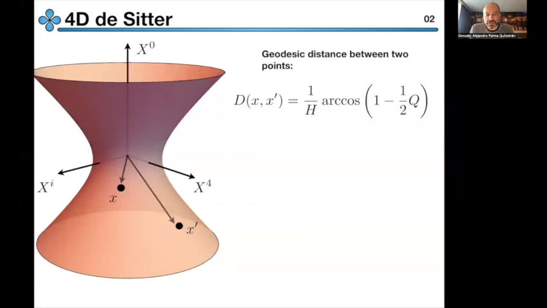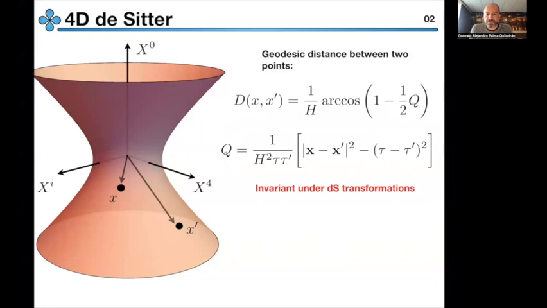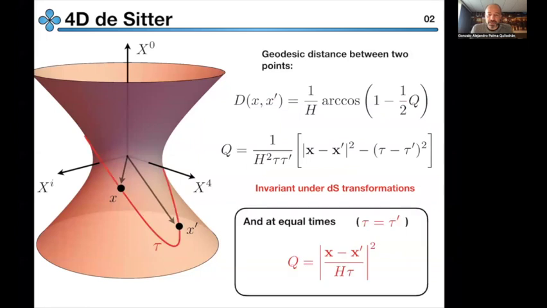Given any 2 points x and x prime, you can join them with a geodesic, and the geodesic distance is going to be given by that expression, where q acquires that form in terms of cosmological coordinates. And it happens that q is de Sitter invariant. That means that it's invariant under the de Sitter transformations we just saw in the previous slide. In the particular case where these 2 points are on the same time surface, this quantity q acquires that form.